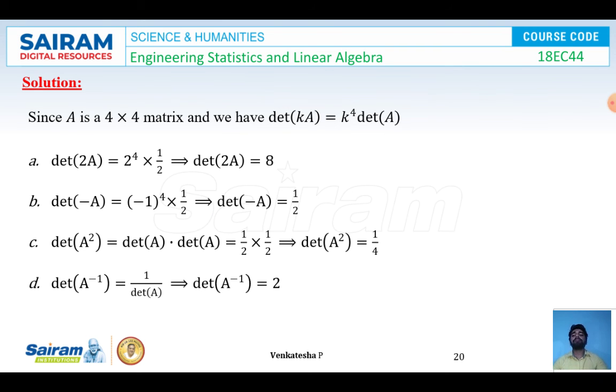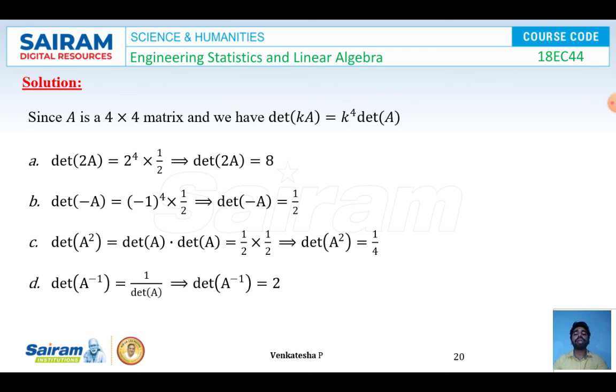They have given that the matrix is a 4 cross 4 matrix. So in the sense, the matrix will have the order 4. I mean the value of m is equal to 4 and n is equal to 4 here. And the formula we have is that the determinant of KA is equal to K power 4 into the determinant of A for a 4 cross 4 matrix.